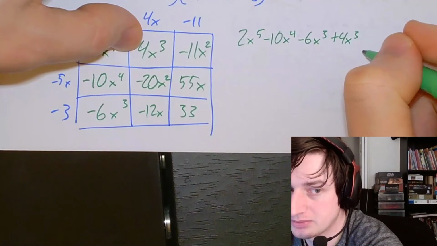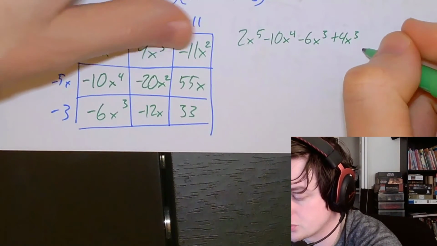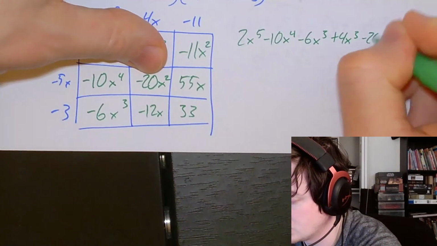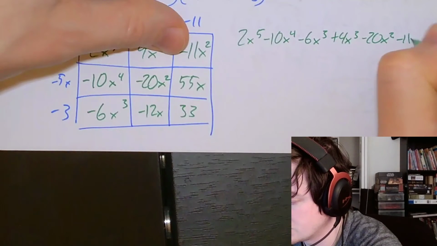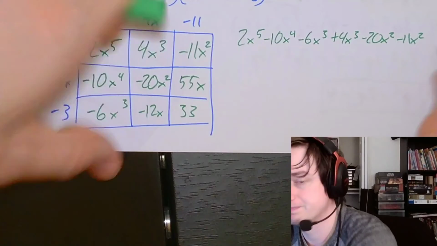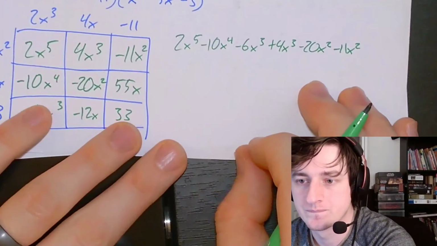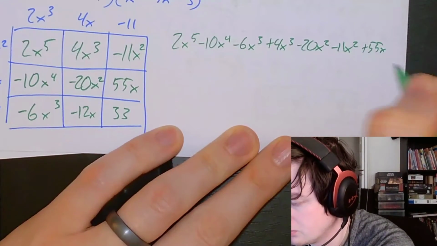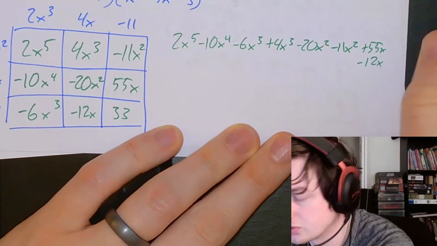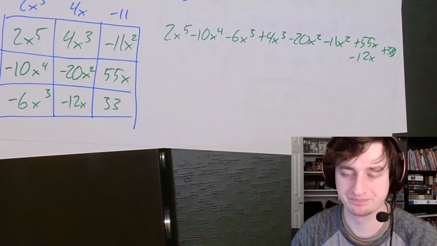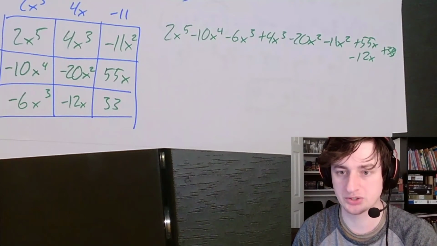Now you could write them all out, which I guess I'm doing now, but you could also just combine them if you already know that they combine. So minus 20x squared and minus 11x squared. That's going to give us a minus 33x squared. And then we have a running out of room situation going on. But 55x, yeah, I'm going to run out of room, minus a 12x, and then there's a 33. Definitely ran out of room, sorry. But we're just going to combine the like terms.